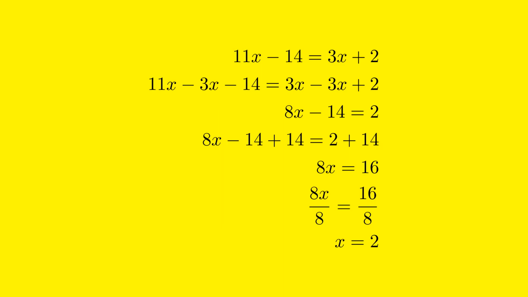Thus, we have found the value of x. This concludes step 3 and is the final step in solving the equation. The solution to the equation 4x minus 7 open parenthesis 2 minus x close parenthesis equals 3x plus 2 is x equals 2.